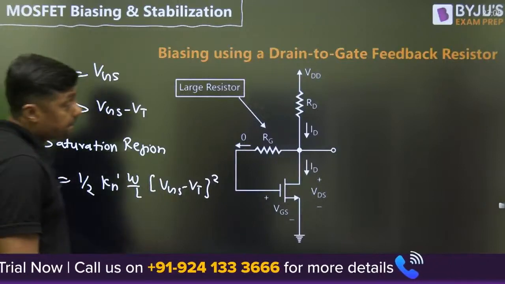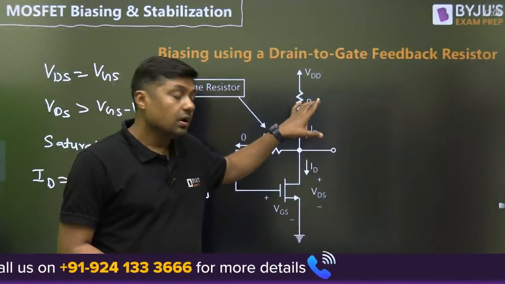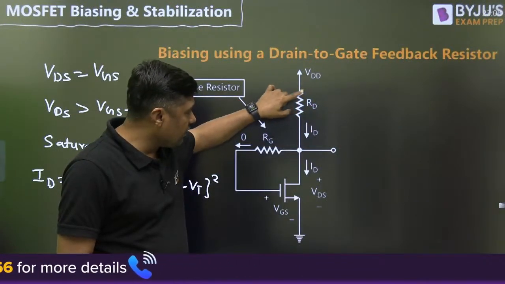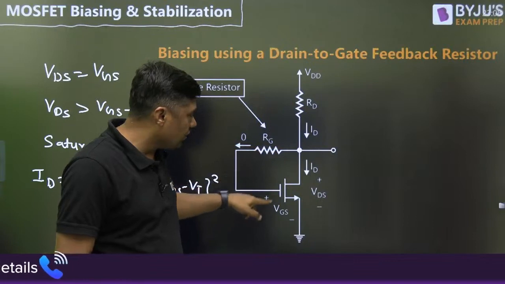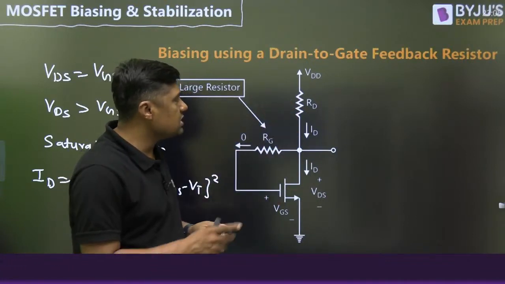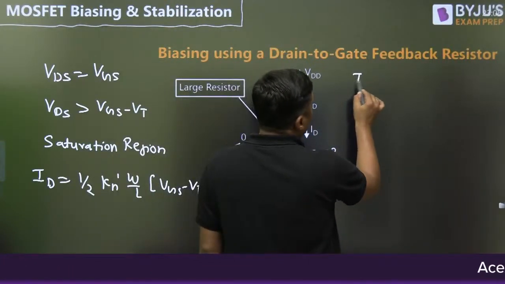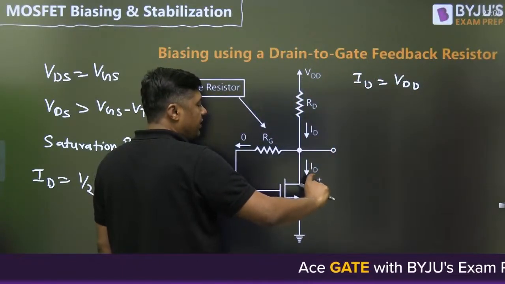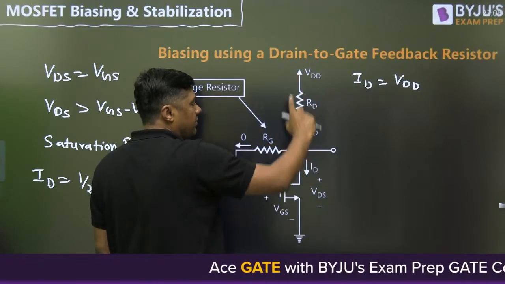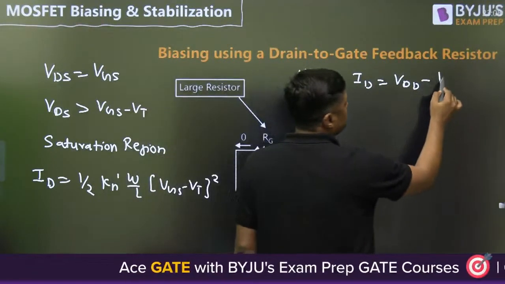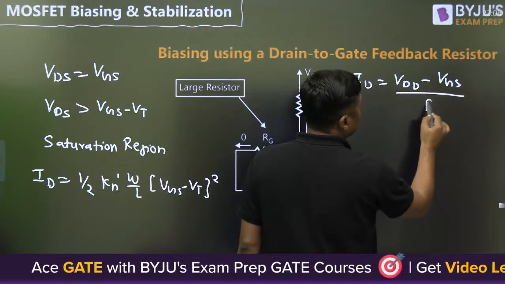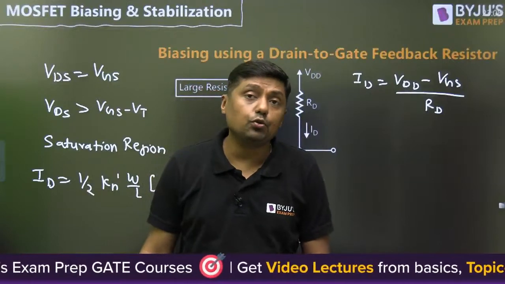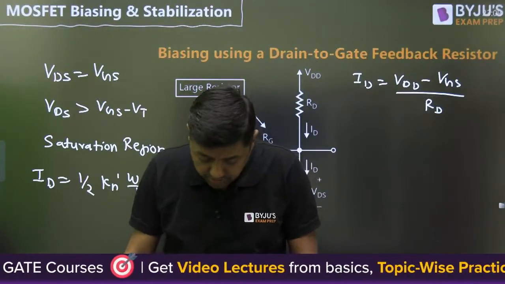Then second, VDD, we can write the KVL from this point to this point. What is the current here? 0. And VDS is equal to VGS. So what is the second equation here? ID is equal to what? VDD minus VDS. And what is the VDS? VDS is nothing but VGS. So ID is VDD minus VGS upon RD. Again, we have two equations and two unknowns. From that, you can find the VGS and IDS. So that is another type of biasing.